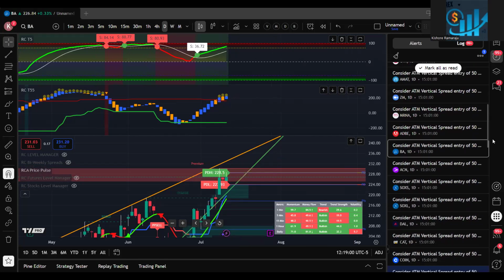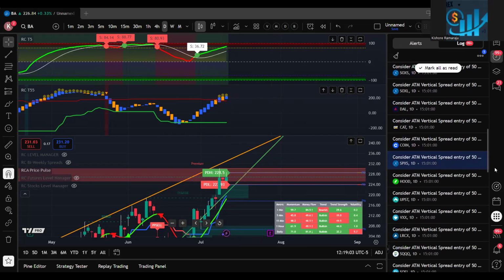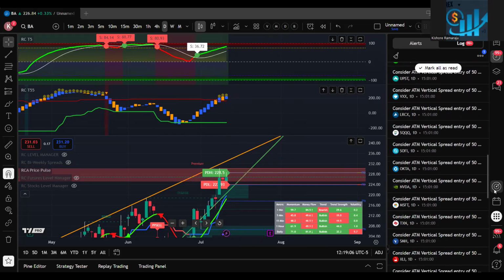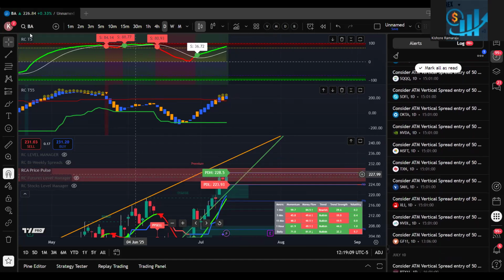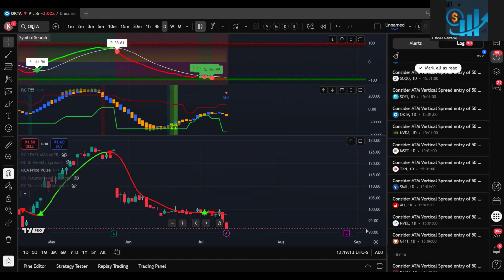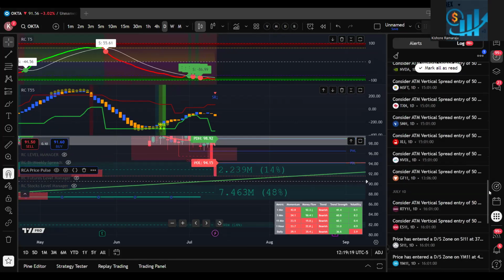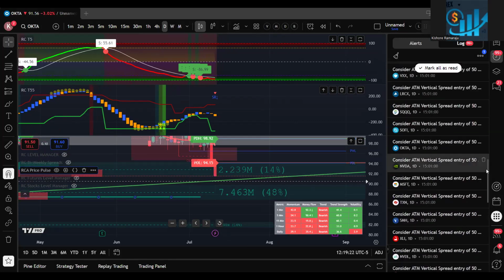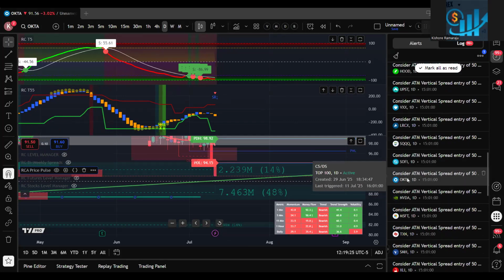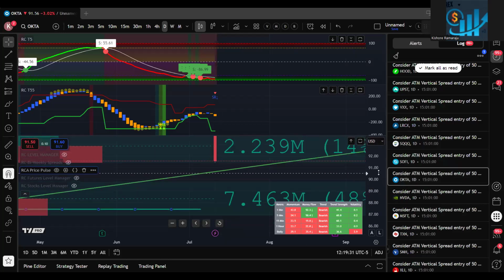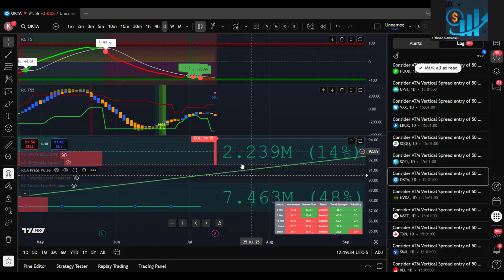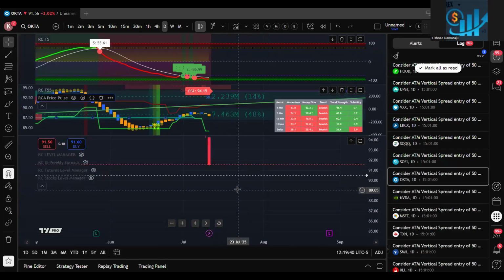Let's go to Okta. If you see Okta, here you can see, oh, it is telling you can do a bull put spread. So if you see here, this came all the way to the bottom. We have huge buy blocks here. So whenever we see a green candle, we can do bull put spreads with Okta.